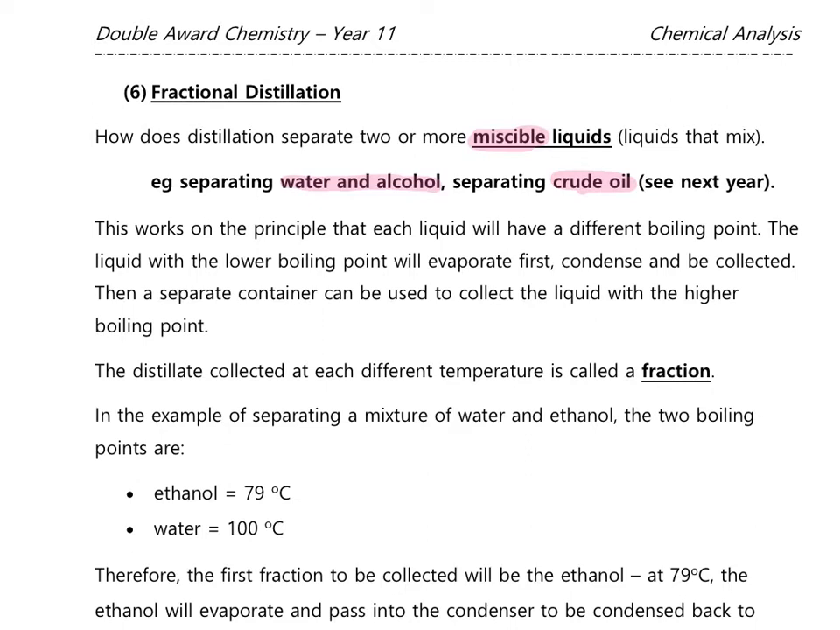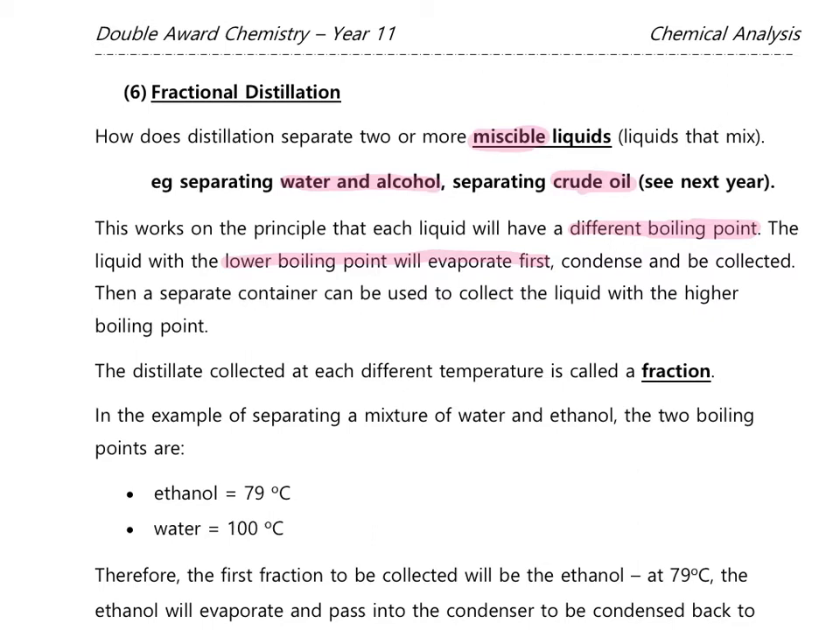The key thing with this, and the key thing that they would ask you on this, is how does fractional distillation work? On what principle does it work? It works that each liquid will have a different boiling point. And that means that they will separate off at different temperatures. So the liquid with the lower boiling point will evaporate first. It then passes into the condenser, condenses, and is collected. So it evaporates first, condenses, and is collected.